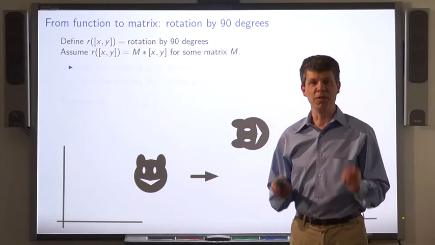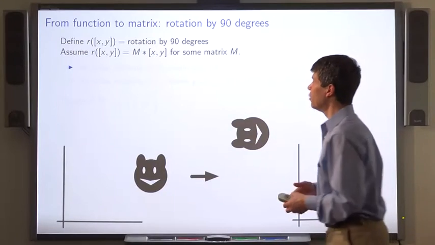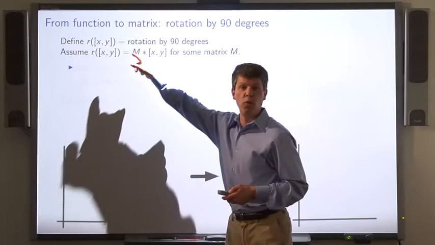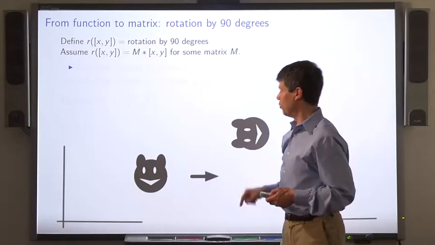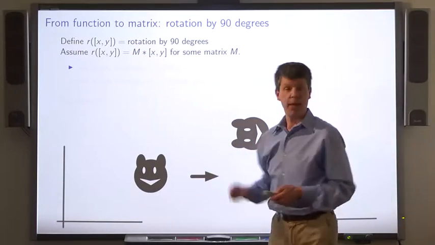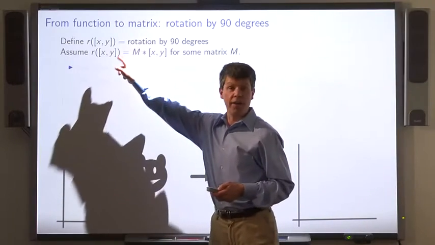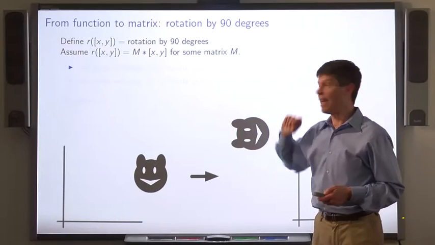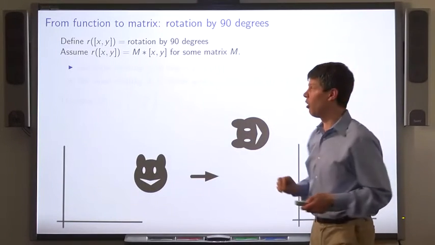Let's try another example, rotation by 90 degrees. So let R be the function that rotates a point x, y by 90 degrees, like this. And we assume that R can be defined by matrix vector multiplication for some matrix M, and we'll try to figure out what the entries are.